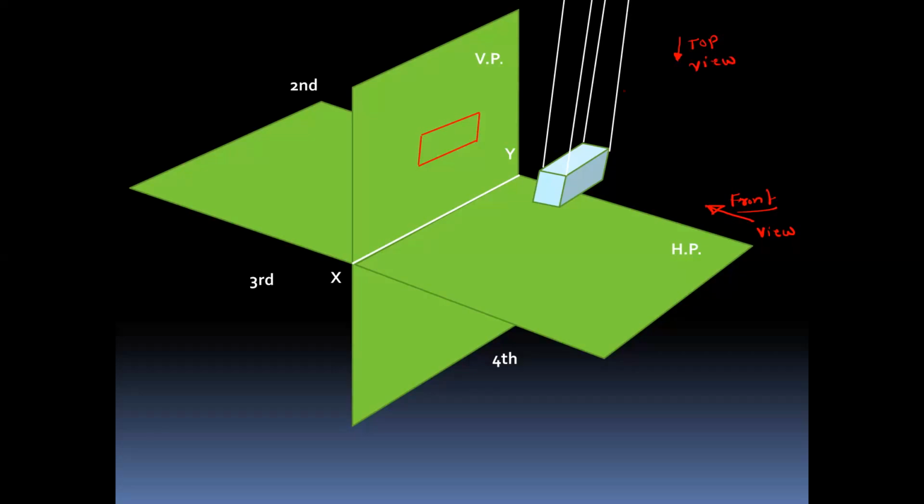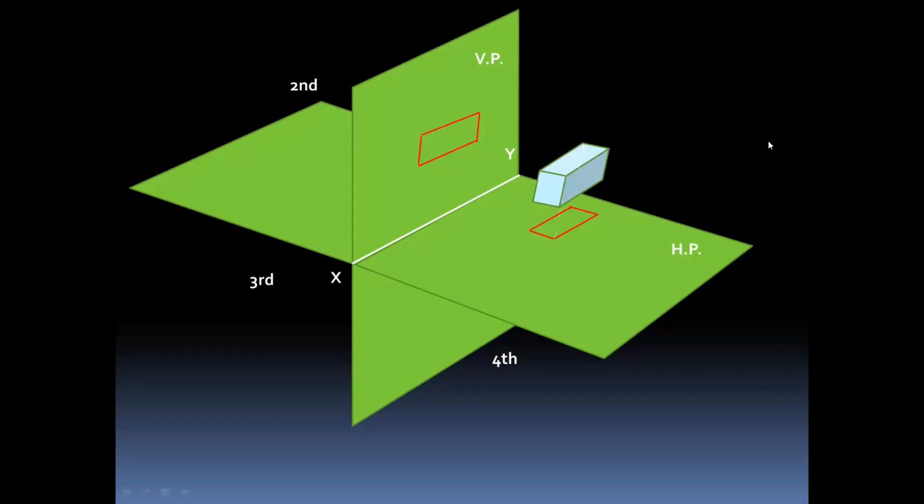Similarly, imagine there are projector lines passing through the visible outline. If you project this line on the plane which is behind this top view, that plane will be the horizontal plane. And now if you complete this outline, this is the top view of the object. In this way, you can draw the front view and the top view.